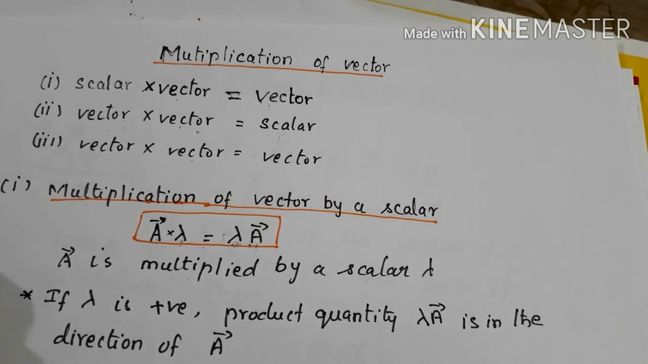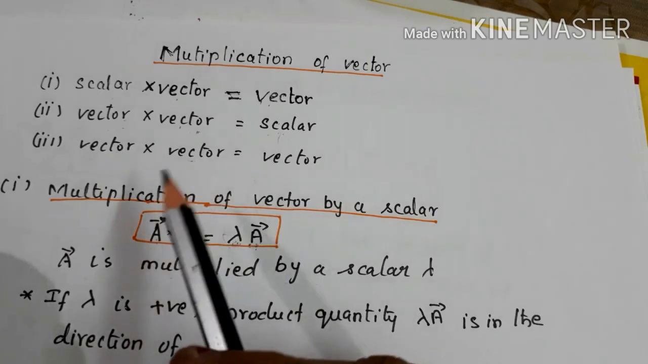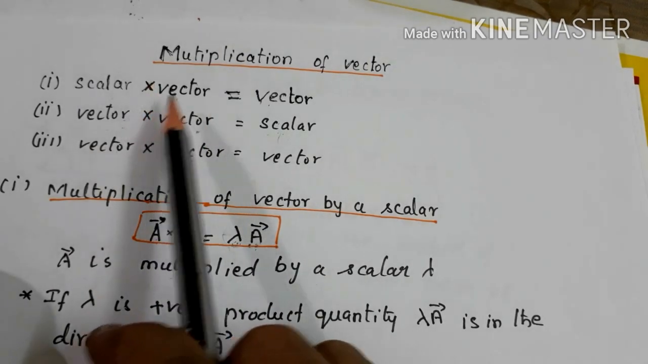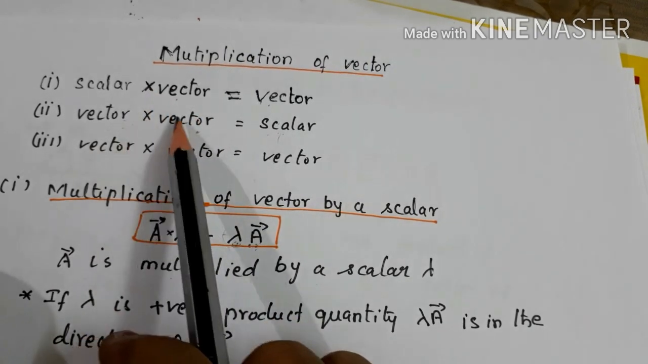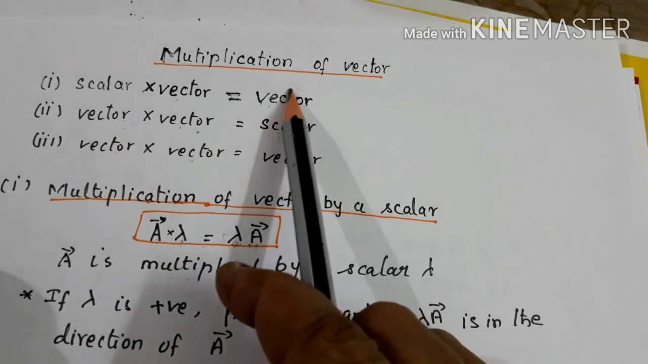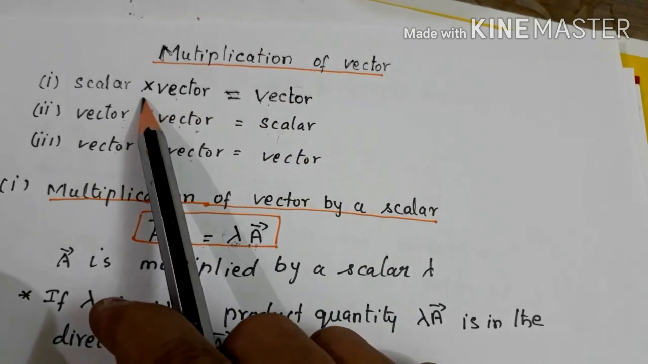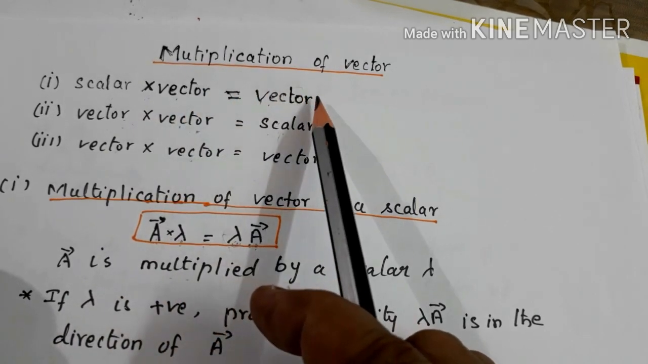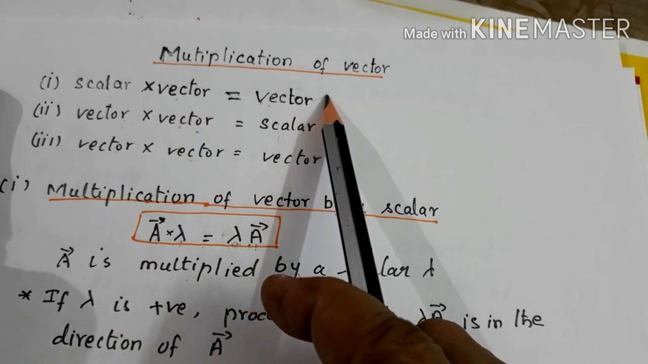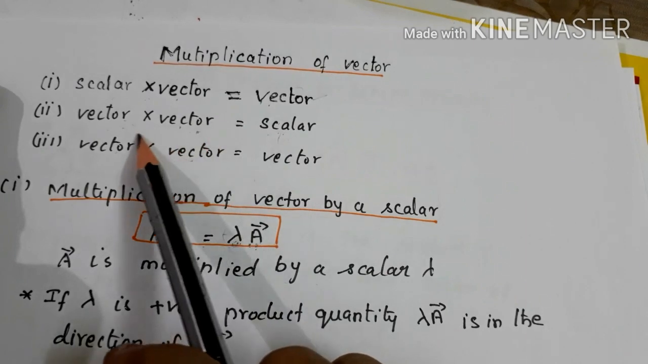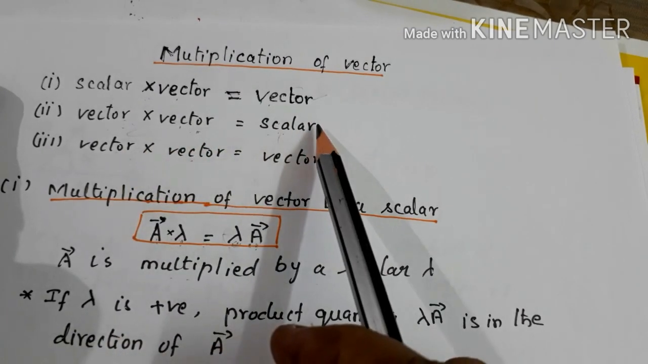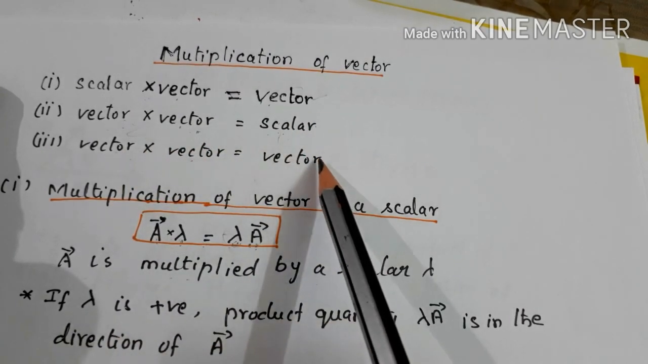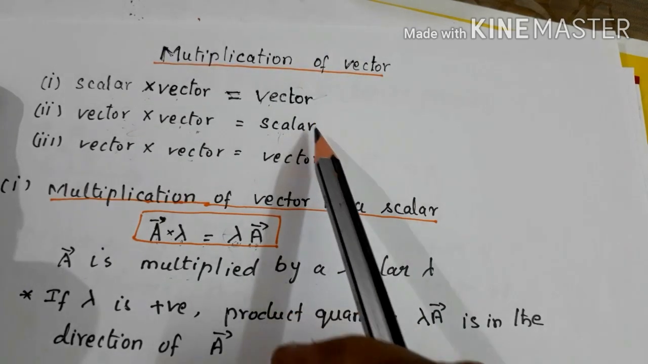Hello children, in this video we will learn about multiplication of vectors. Three possibilities are there. A scalar can be multiplied by a vector, or two vectors can be multiplied. What will be the resultant? If you multiply a scalar and a vector, the resultant might be a vector quantity. Same way, if you multiply two vectors, the resultant might be a scalar quantity or a vector quantity. We will discuss one by one.